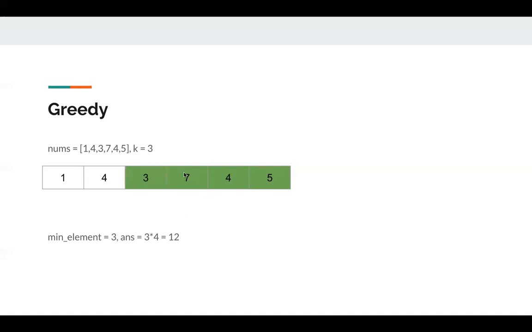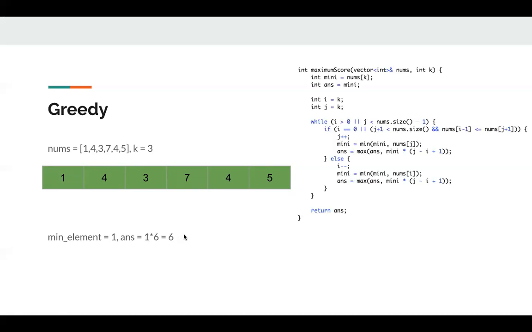Next time we have to pick 3, and the answer is 12. Next time we pick 4. The answer is the min element, which is 3, multiplied by the width, which is 5. So next time we pick 1. We know the answer is 6 this time. So we should still keep 15, since we need to keep the maximum value here.